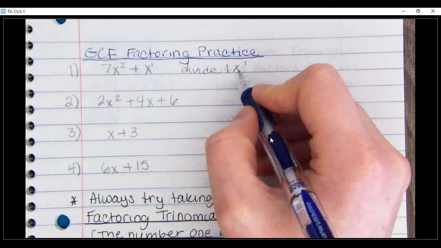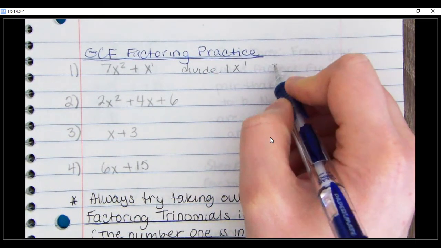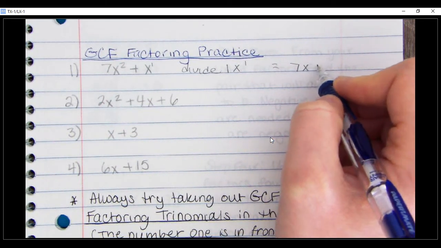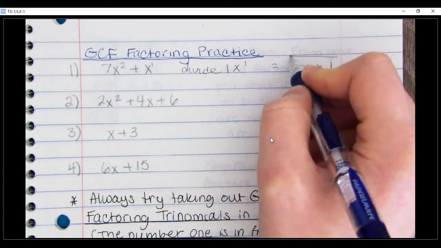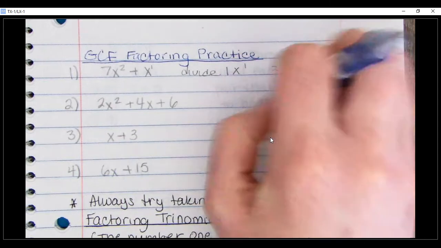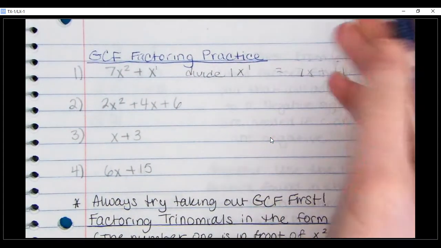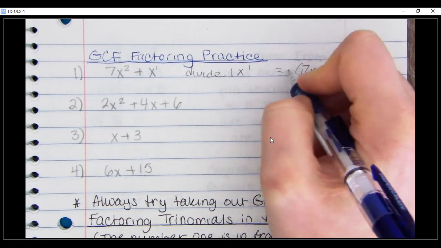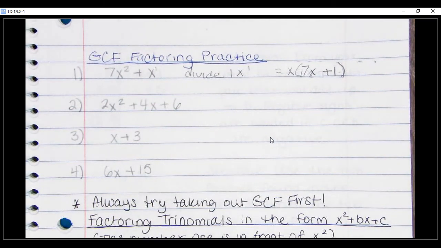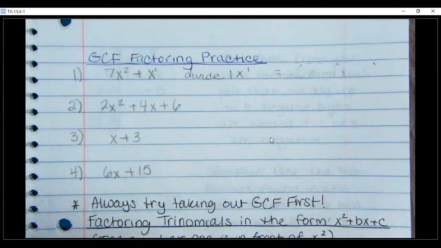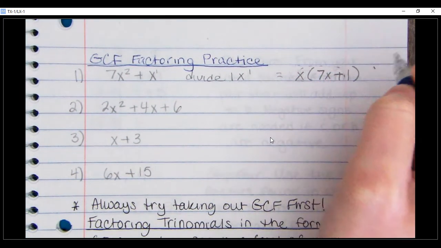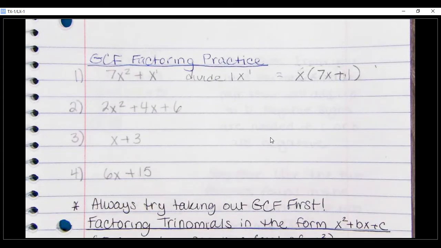7x to the second power divided by 1x to the first power is just going to give me 7x. And x to the first power divided by x to the first power is just going to give me 1. So my final answer for that will be 7x plus 1. And now instead of a box, we're going to put that in parentheses with an x in front. I'm going to rewrite that so it looks a little nicer. So again, what we divided out in front, and then what we now have inside the parentheses. There you go, that's a better answer.